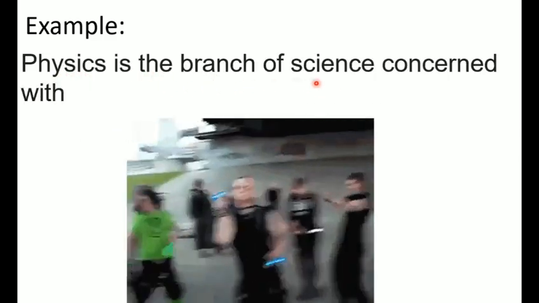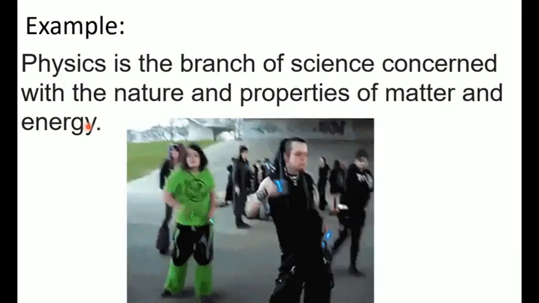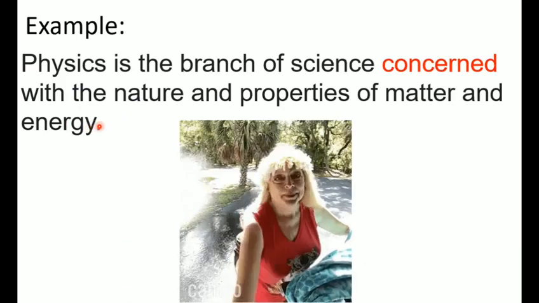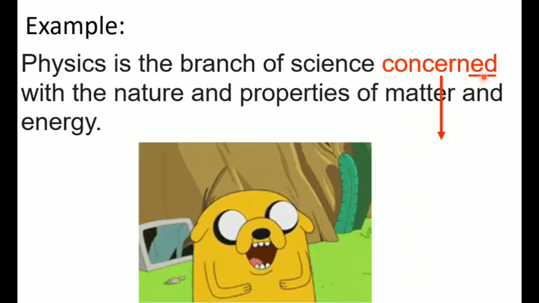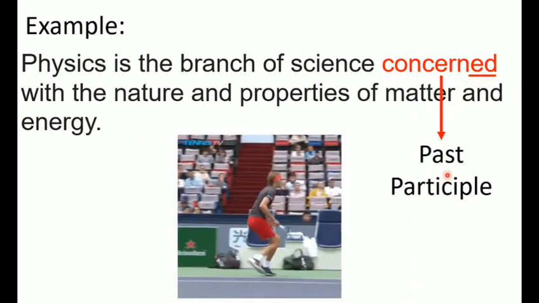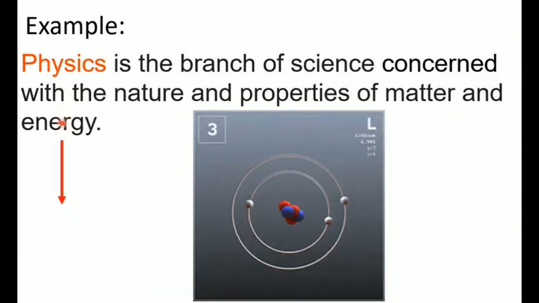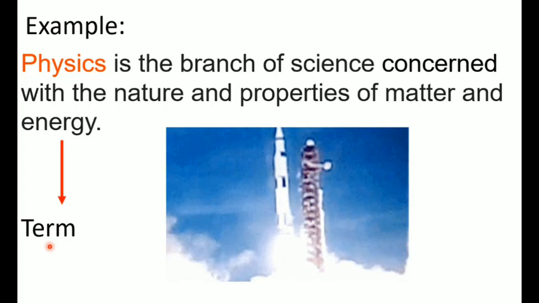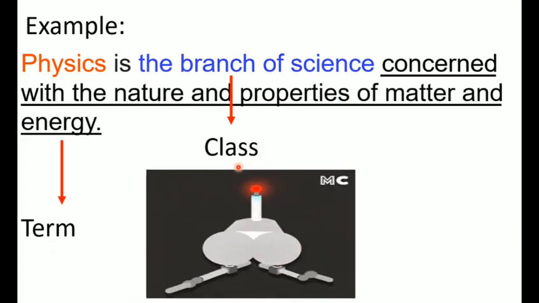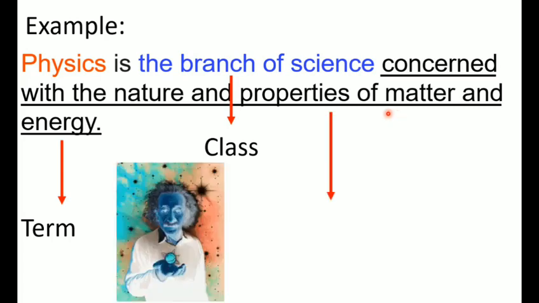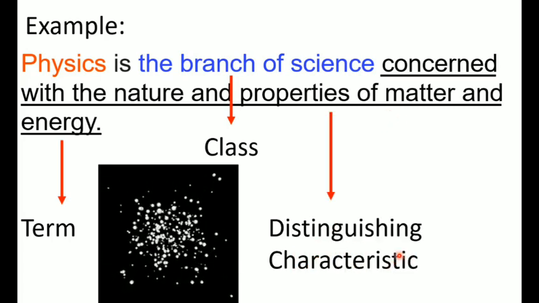Physics is the branch of science concerned with the nature and properties of matter and energy. Okay. In this sentence, we have the word concerned, with -ed, and this is our past participle. Now, physics here is our term, and the branch of science is the class, and the rest, the underlined word, is our distinguishing characteristic. Okay.